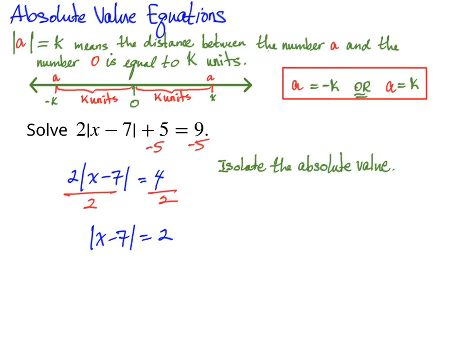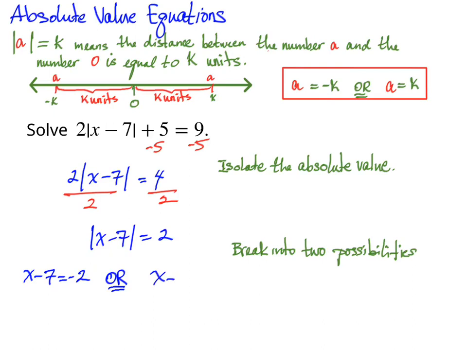So now we apply the definition. The definition of that equation says we can break it into two possibilities. To take away that absolute value, we can't just ignore it. We have to do something else. So we can say that the thing inside, the x minus 7, is either negative 2 or positive 2. So to take away the absolute value, you have to remember there's two possibilities. The thing inside could be negative or the thing inside could be positive. So the only options are negative 2 and positive 2.